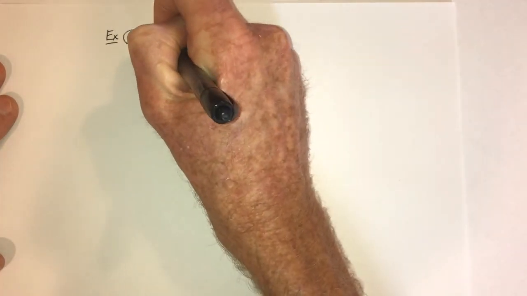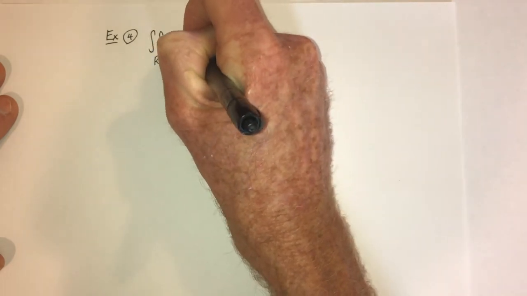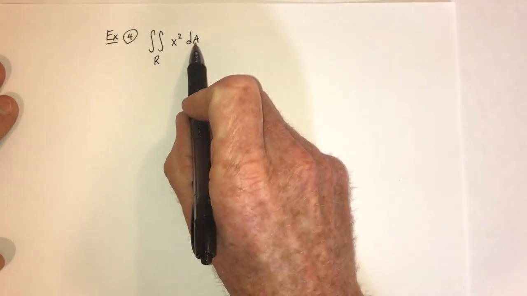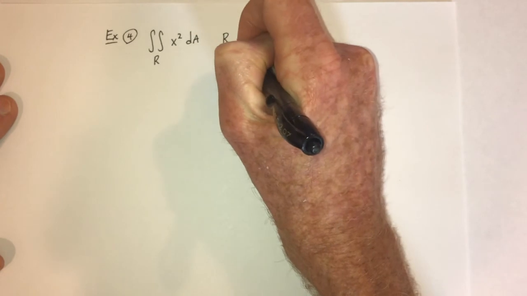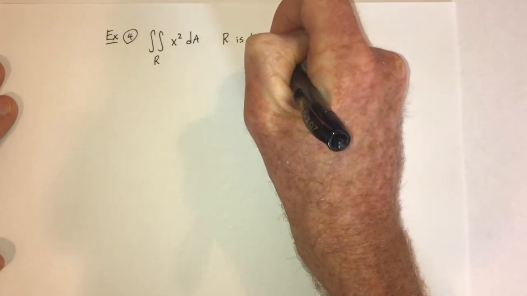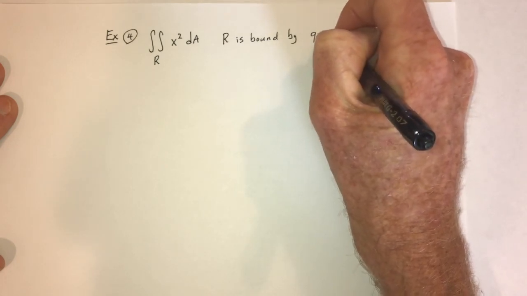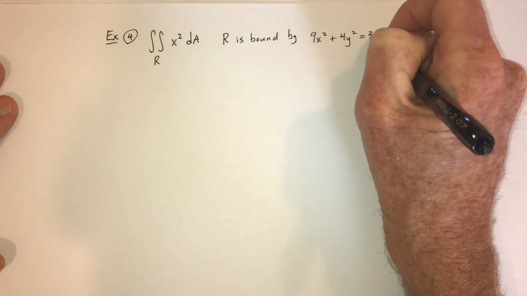And now for example number 4. Suppose that you've got this double integral over a region, and we're supposed to integrate x squared dA. So in other words, this could be dx dy or dy dx. And the region R is bound by 9x squared plus 4y squared equals 36.